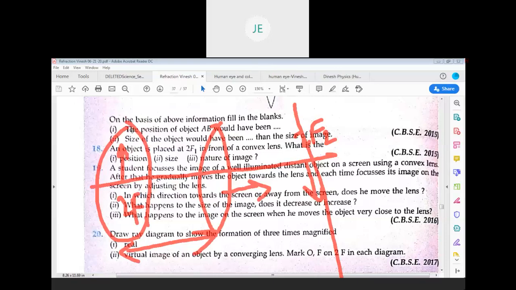But he can take another condition of the object, somewhere in between 2f and f, and he may move this lens towards the screen like that.